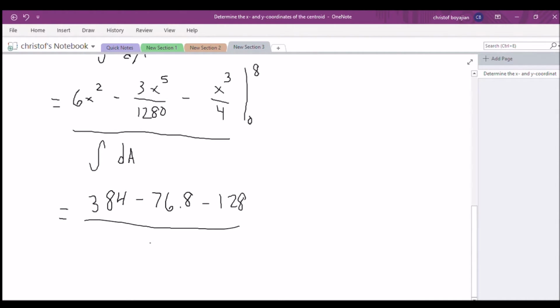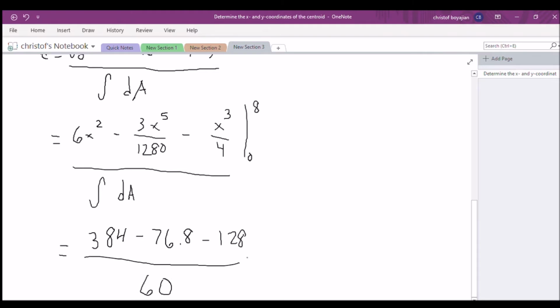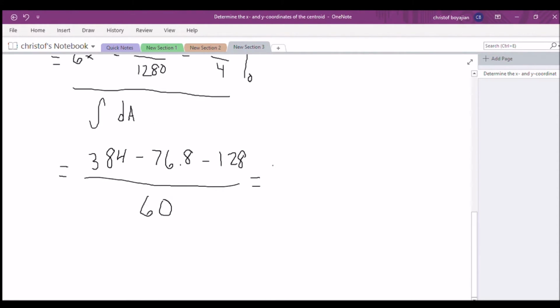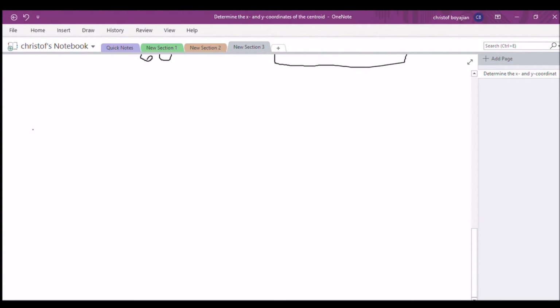over the integral of dA, and we said that is over 60, right? Our integral of dA we found to be 60. And if we just go ahead and solve for this, our x-coordinate should be 2.99 inches. Nice. All right, let's go ahead and solve for our y-coordinate now.